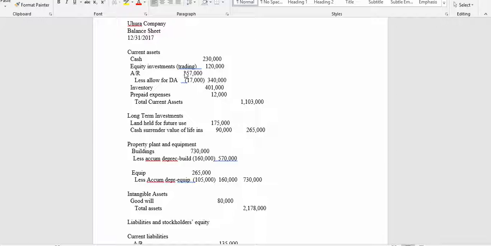And so the investors and creditors that use these financial statements need to know what to depend on. So the allowance is what we expect not to collect. So we backed into the 357. We knew the net was 340. We knew the allowance was 17. That was provided. So that means the original full amount must have been 357.